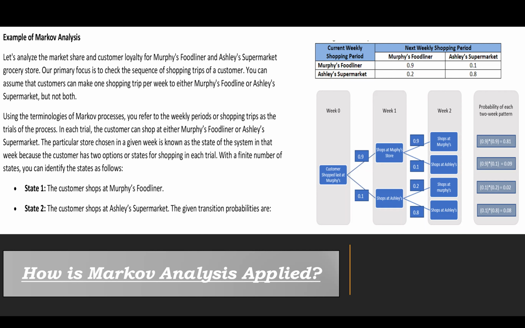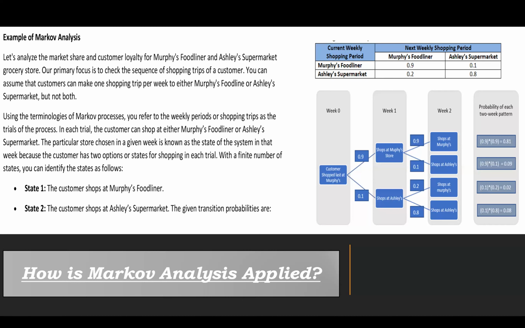So for the following example, let's analyze the market share and customer loyalty for Murphy's Food Liner and Ashley Supermarket grocery stores. Our primary focus is to check the sequence of shopping trips of a customer. You can assume the customer can make one shopping trip per week to either Murphy's Food Liner or Ashley Supermarket, but not both.